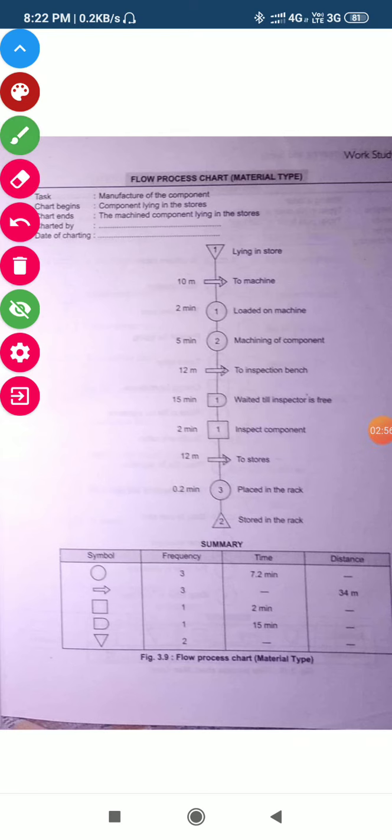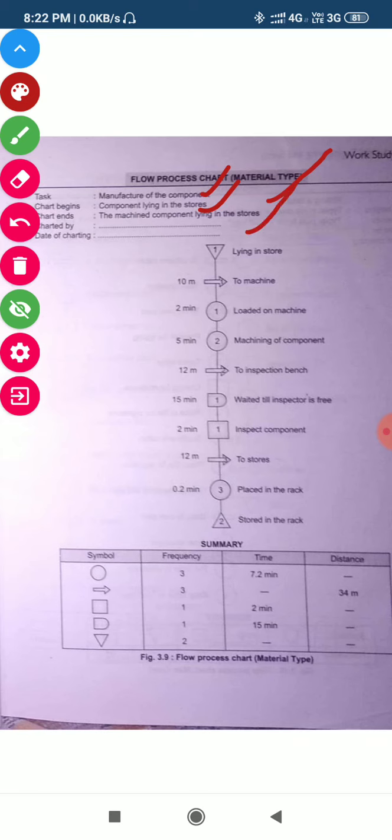Now we will go through the flow process chart of the material type. Our chart will be prepared like this, where the first thing is that we should mention the task. Here the task is manufacture of the component. The chart begins with the component lying in the store. The chart ends with the machined component lying in the stores.